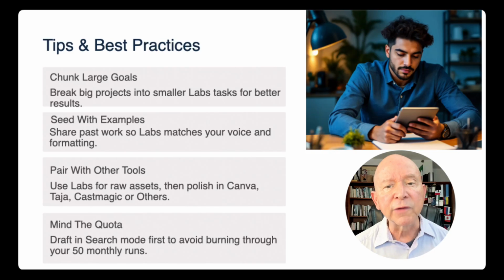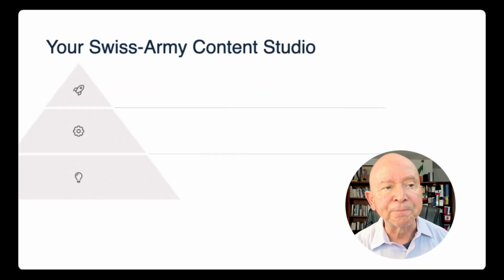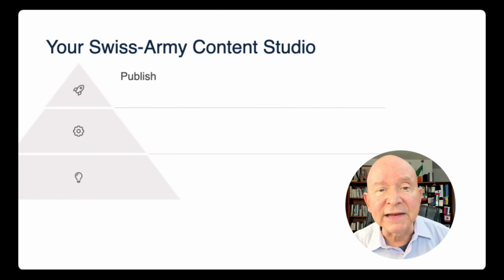But then we start doing it for others. You can bump into your 50 limit. When you bump into the 50 limit, I think you can buy some extra from Perplexity. We need to check on that and see how they handle that and what they recommend for it as we go through. And then here, this is important, your Swiss Army Content Studio.